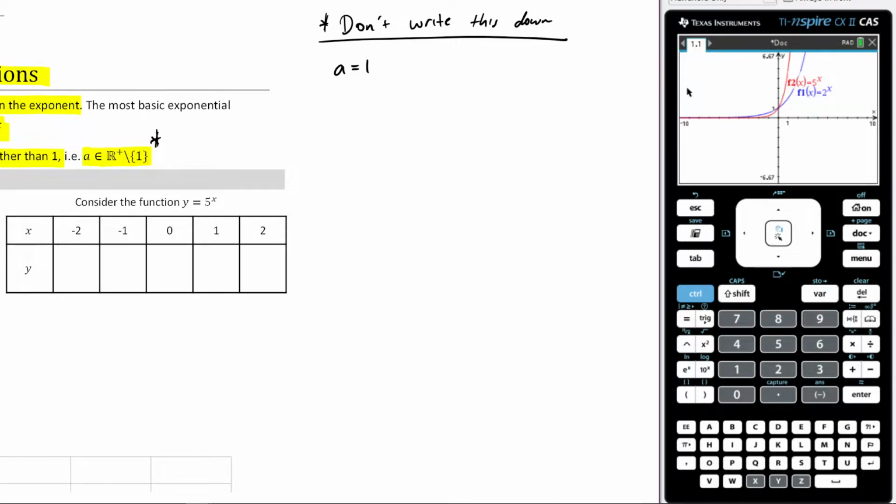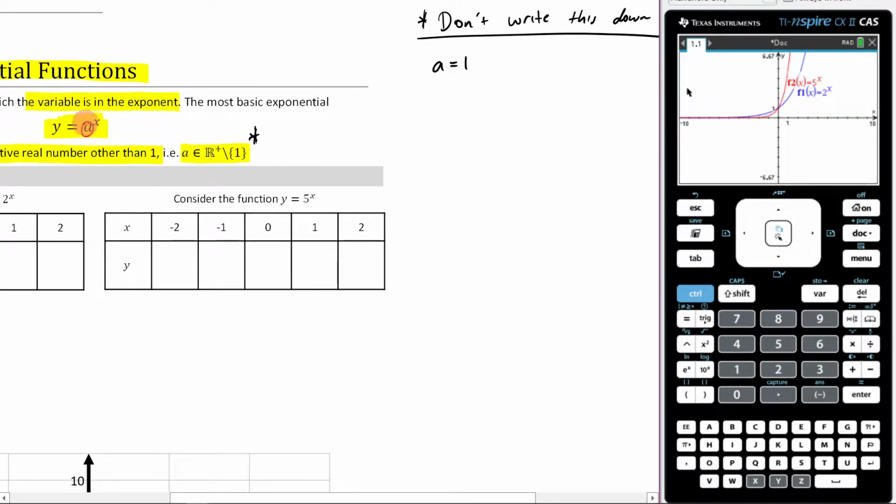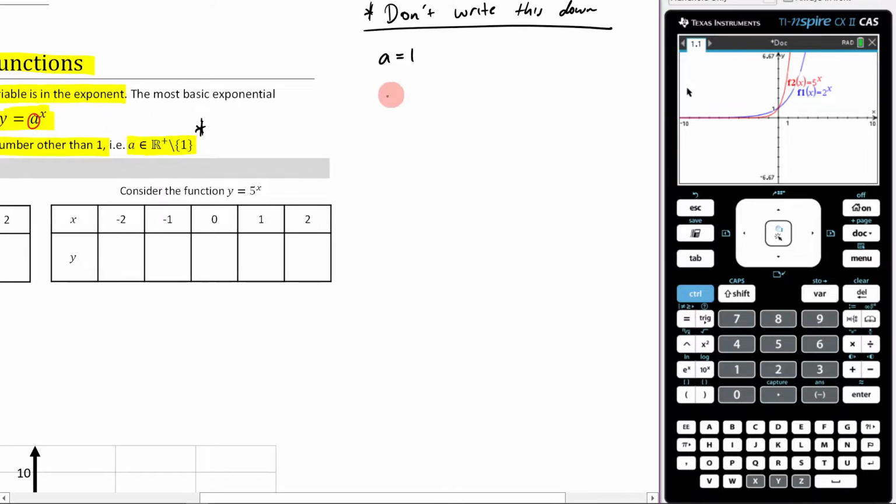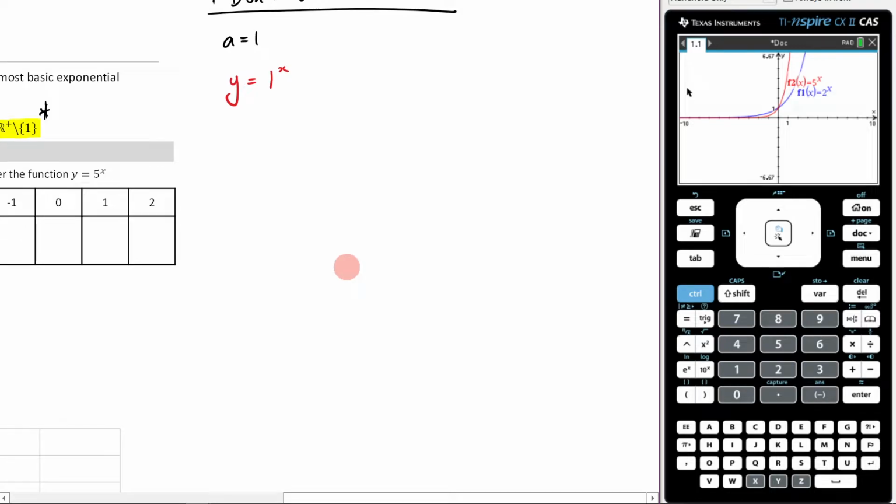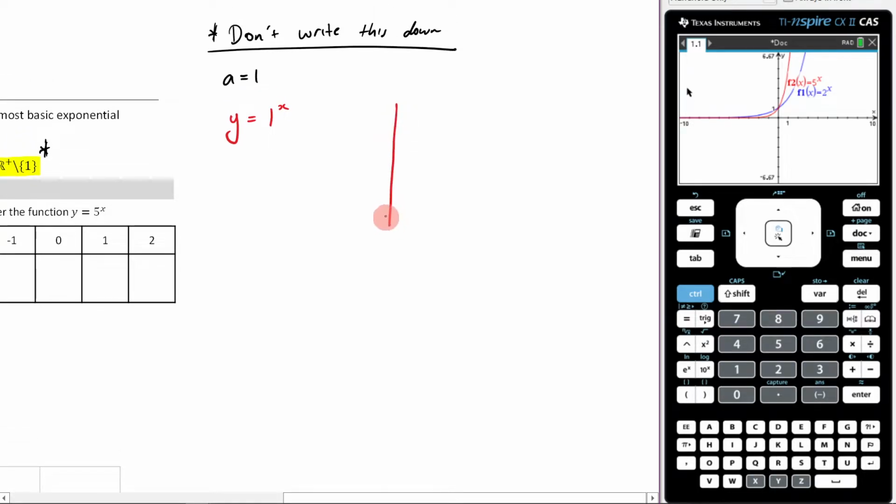So if I let a be equal to 1, that means I'm putting 1 into this a spot here. So it means I'm going to get y is equal to 1 to the power of x. Now let's have a look to see what would happen in this scenario. Let's begin by just plugging in values for x. So what if I was to let x be equal to 0? What's 1 raised to the 0? It's 1. So that means it would be there.